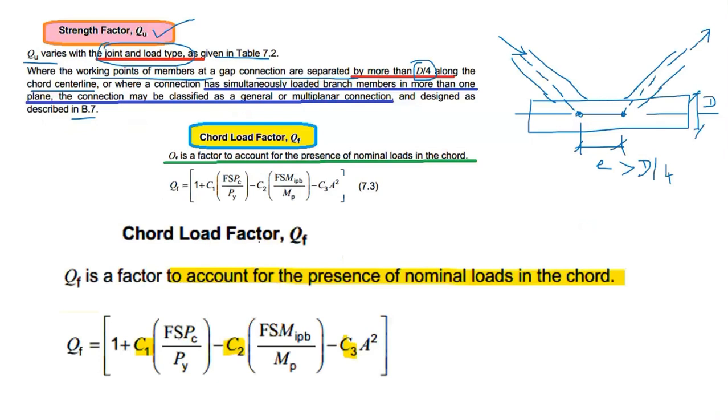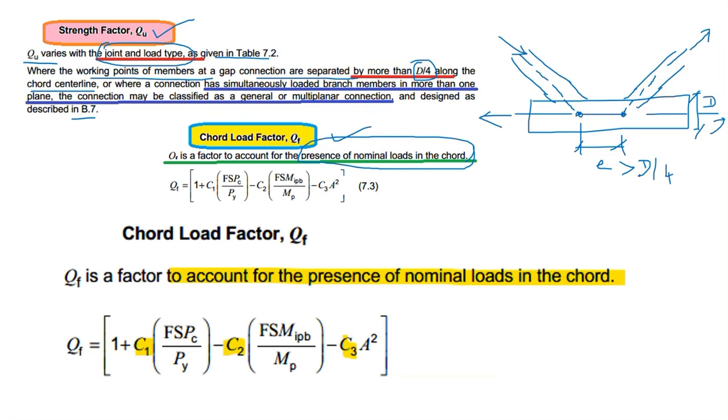Okay. The next one is the QF factor. QF factor is the factor to account for the presence of nominal loads in the chord. This I just now explained, right? To account for the presence of nominal loads in the chord. If I have loads here, it will impact the PA value, right?